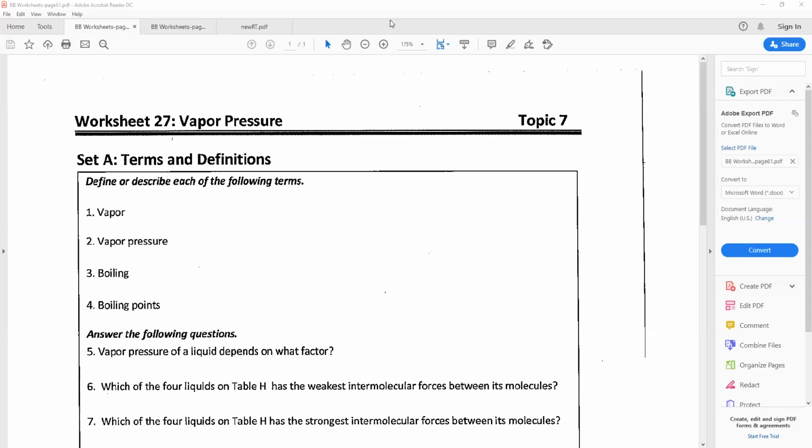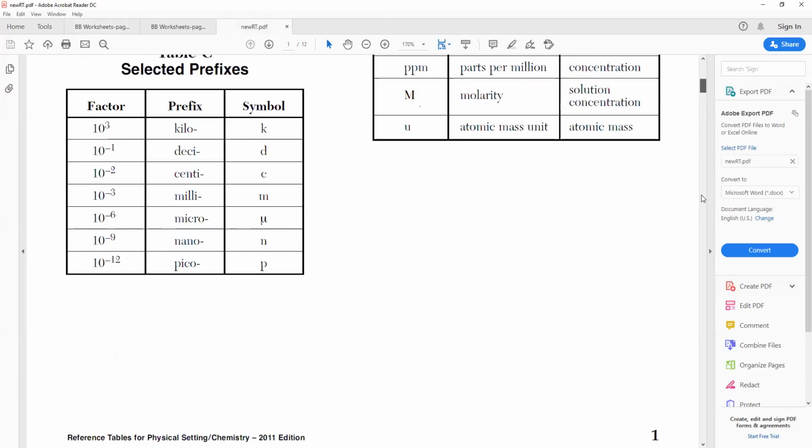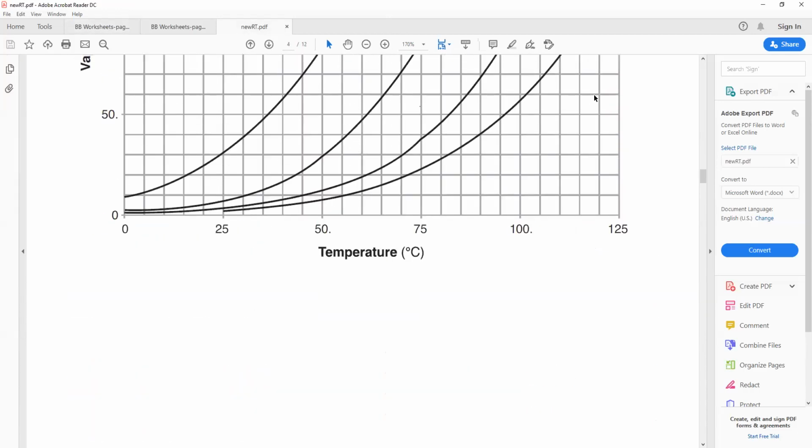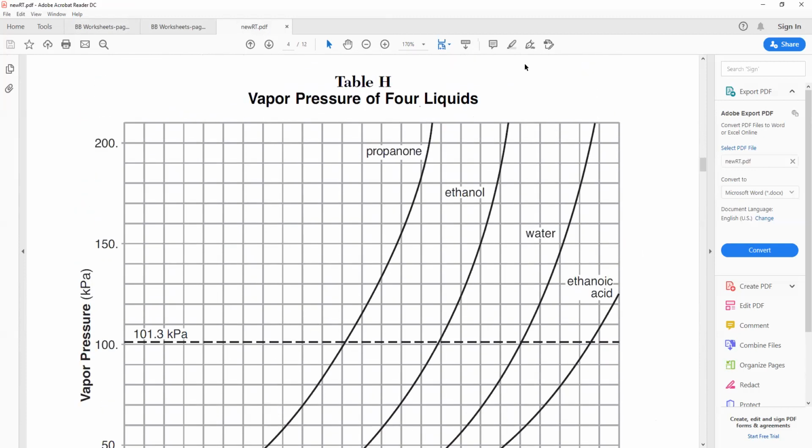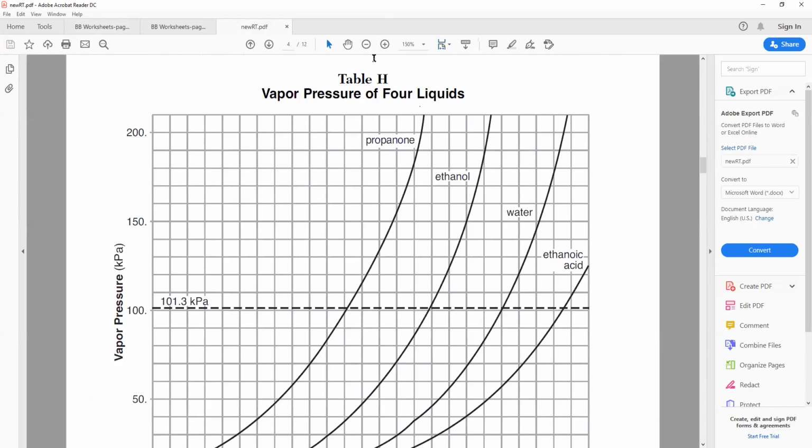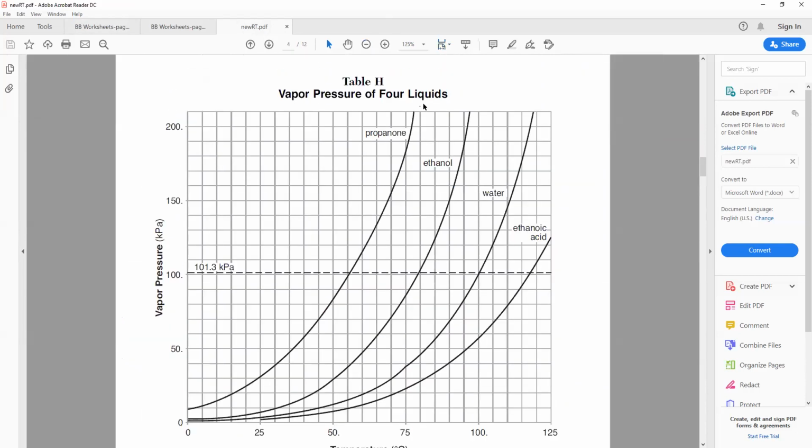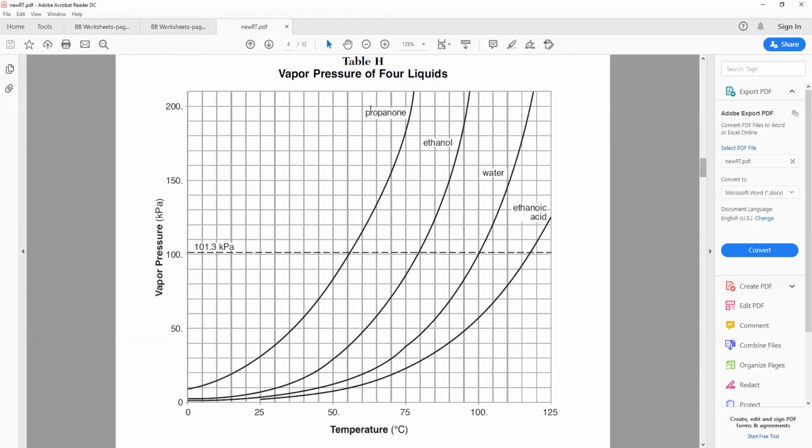Okay, these are the answers to Blue Workbook page 61. And this page is dealing with this reference table H. So if we go to our reference table, table H, and we minimize it a little bit, we are going to see that it's the vapor pressure of four liquids: propanol, ethanol, water, and ethanoic acid.